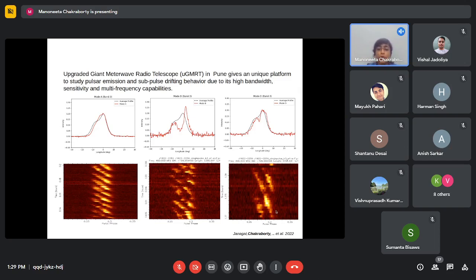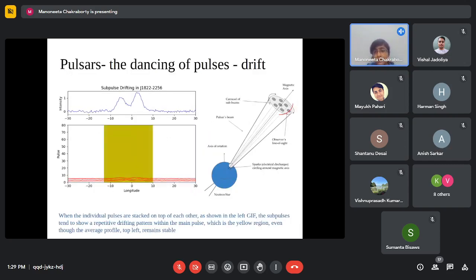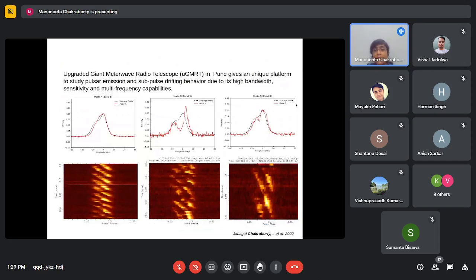So this is what we call the subpulse drifting modes, and we see that the way they change mode is dependent on how many sparks are generated in this carousel pattern that I talked about. Depending upon where above the magnetic pole the sparks are getting generated, this pattern can be dependent on that height, that emission height.